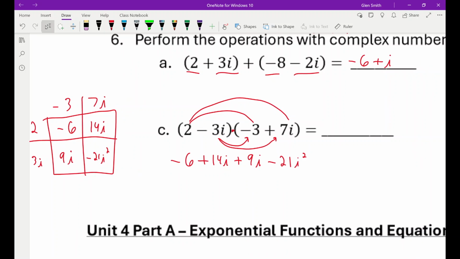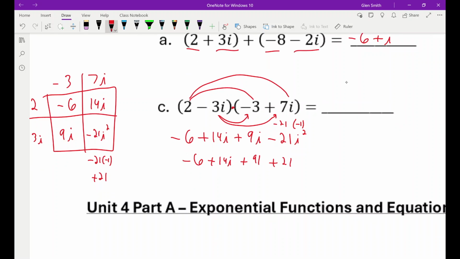But the only thing you got to remember is that i squared is really negative 1. So this is really negative 21 times negative 1. And that's really positive 21. Same thing I would do over here too. So this is negative 21 times i squared, which is really, remember, negative 1. So negative 21 times negative 1 is really plus 21. Everything else stays the same. You don't need to worry about anything else here except for that i squared term.